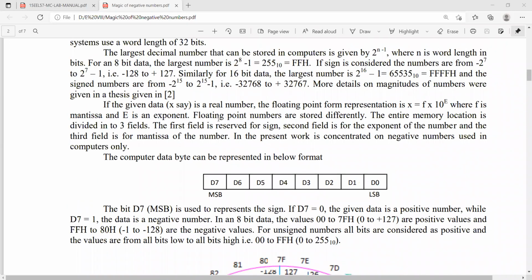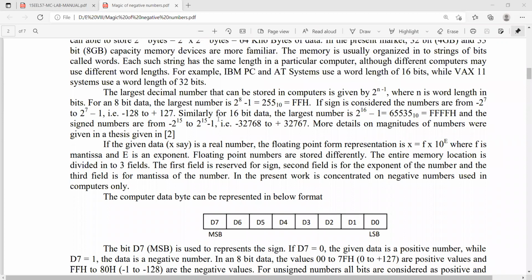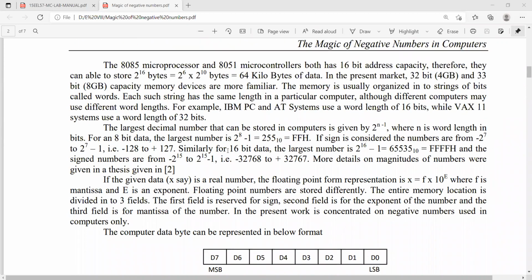Now, without consideration of the sign, all the numbers from all zeros to all ones, that is 00 to FF, are positive. Without reserving the D7 bit for sign, the entire number is a positive number. So in that situation, the numbers are from 00 to FF.